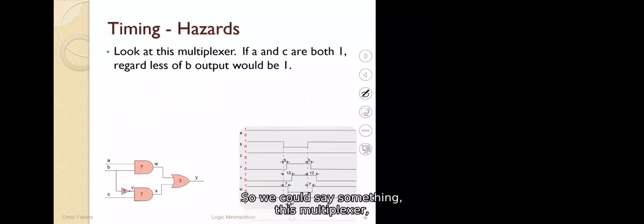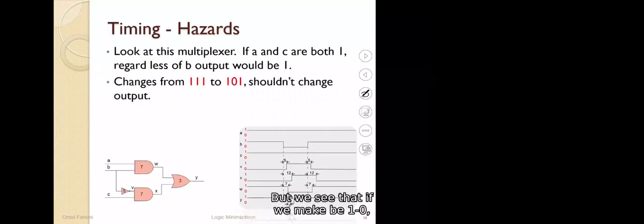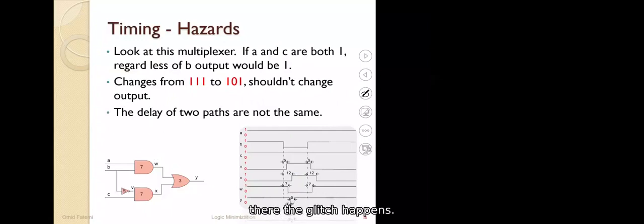Okay. So we could say something about this multiplexer: if A and C are both 1, regardless of B, the output should be 1. But we see that if we make B go from 1 to 0, the glitch happens, with a delay of 2 passes. Why did this happen? Because look here, B has one path to reach the output.